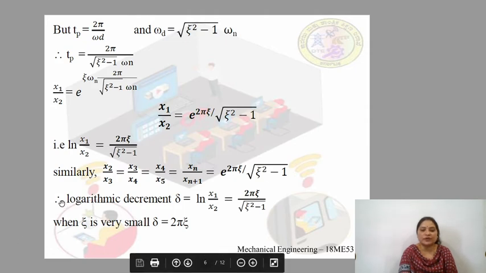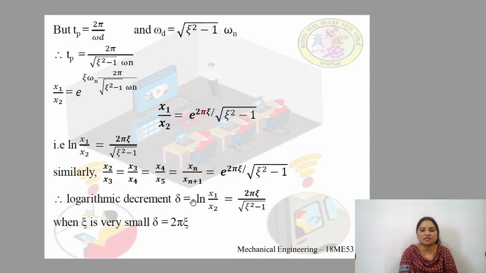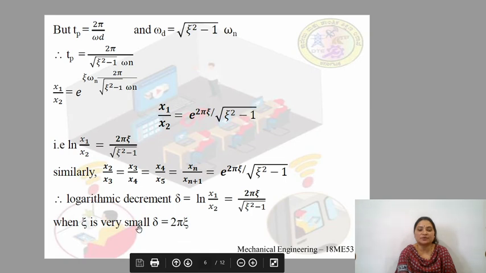Therefore, to finally write the logarithmic decrement, delta is given as natural log of x1 by x2, which equals 2 pi zeta divided by square root of 1 minus zeta square. This represents the logarithmic decrement and it is represented by delta. And when zeta is very small, the term in the denominator can be neglected, and therefore when zeta is very small, the delta value will be 2 pi into zeta.